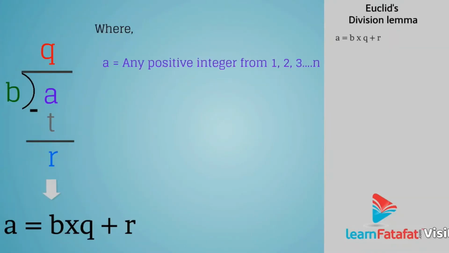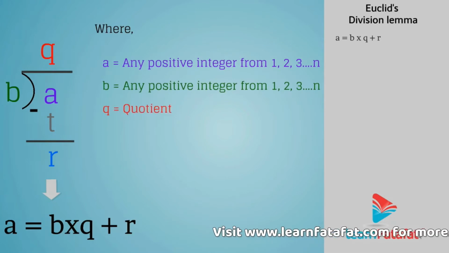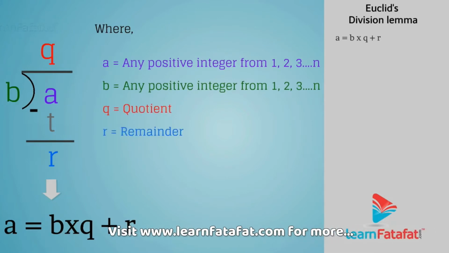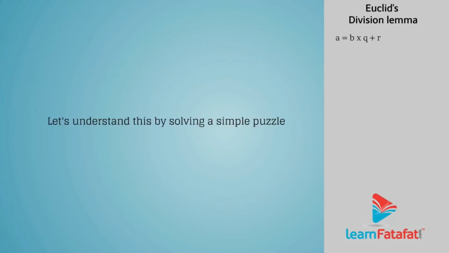Where a and b are any positive integers from 1 to n, q is quotient, r is remainder, and t is product of b and q. Let's understand this by solving a simple puzzle.